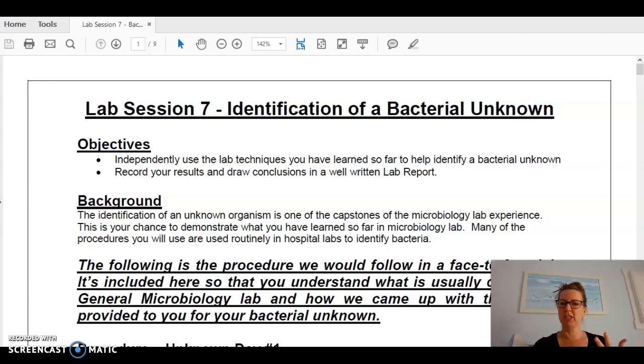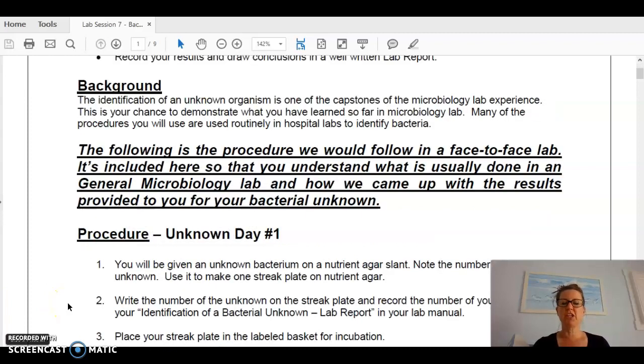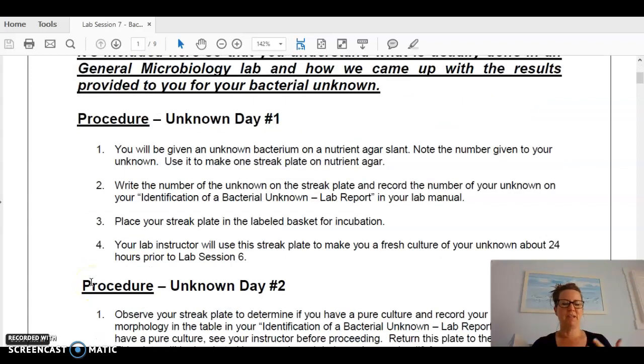So first I want you to take a look at Lab Session 7. The background reading is going to give you all the information that you need as far as conceptualizing what we would do if we were in a face-to-face lab. Like here it says unknown day 1, you would be given an unknown bacterium on a nutrient agar slant, and the first thing you have to do is make a streak plate of that.